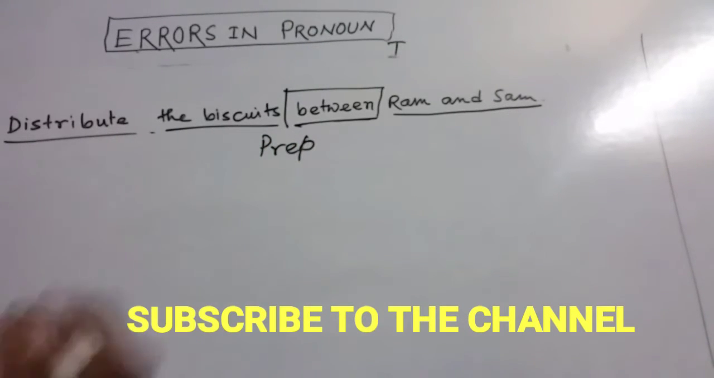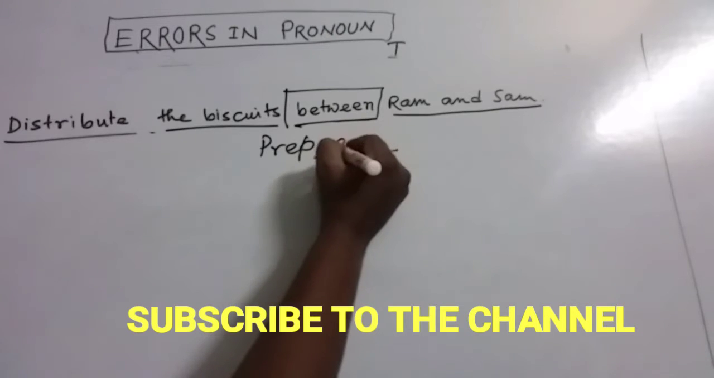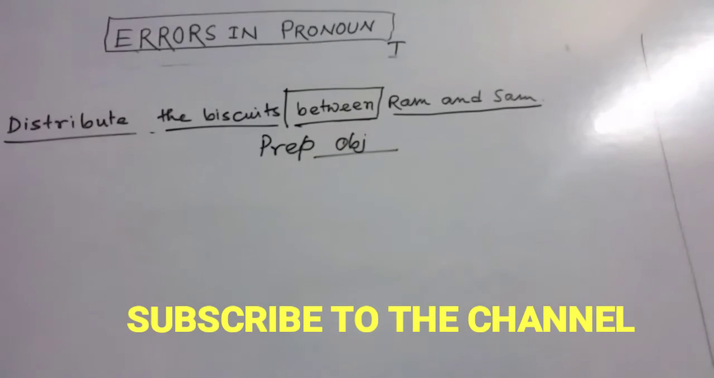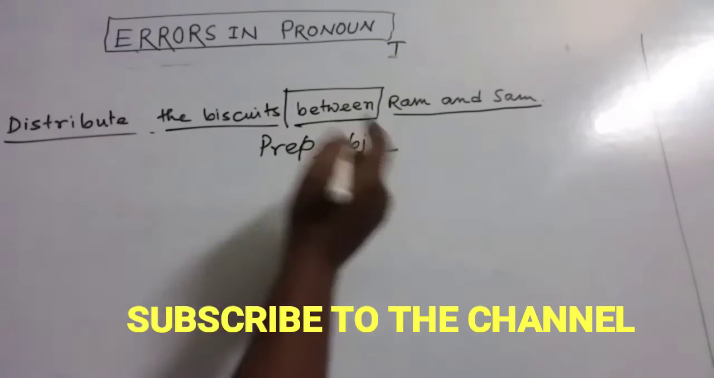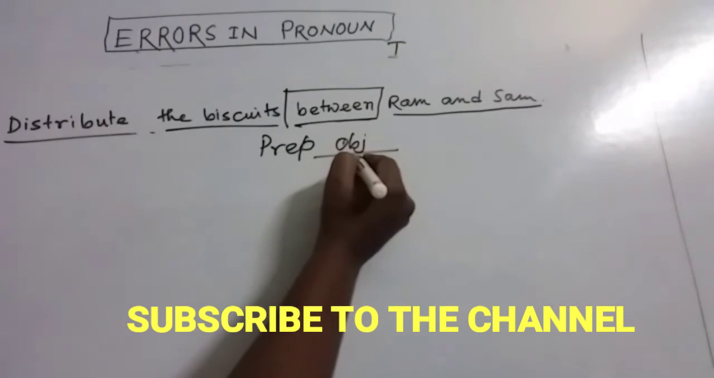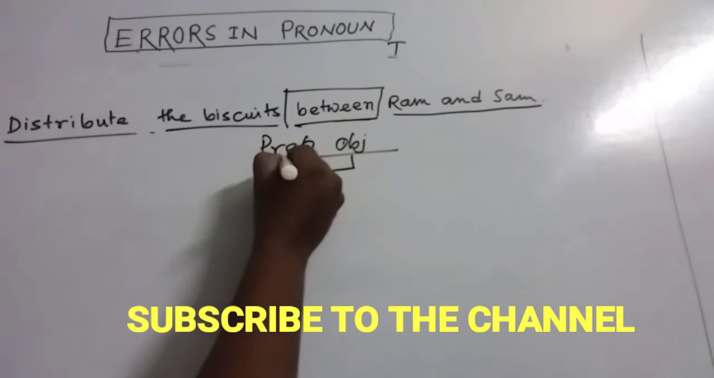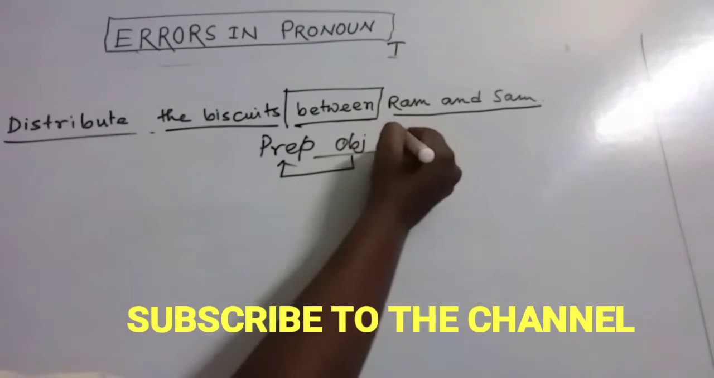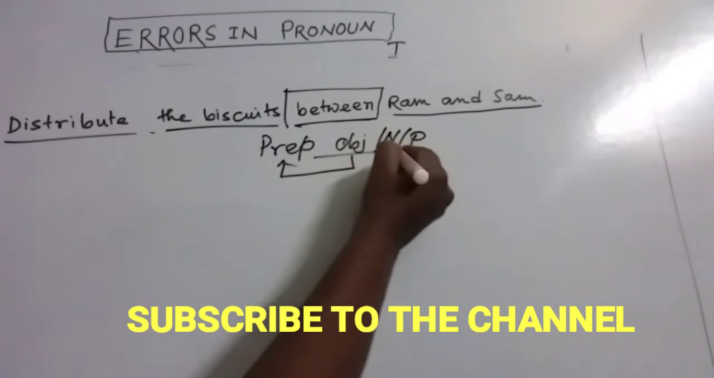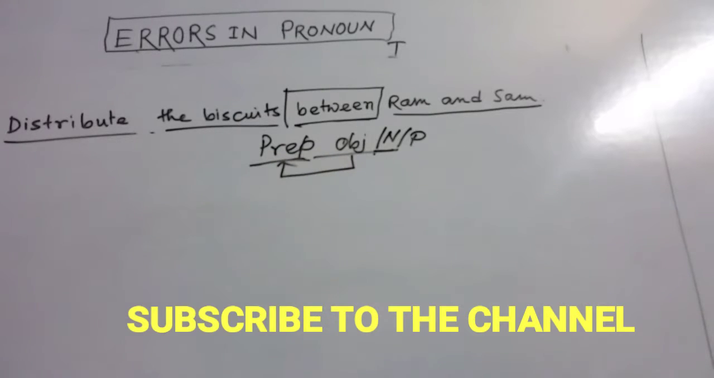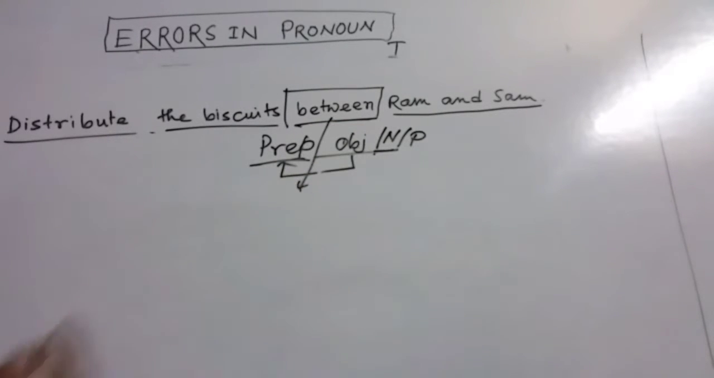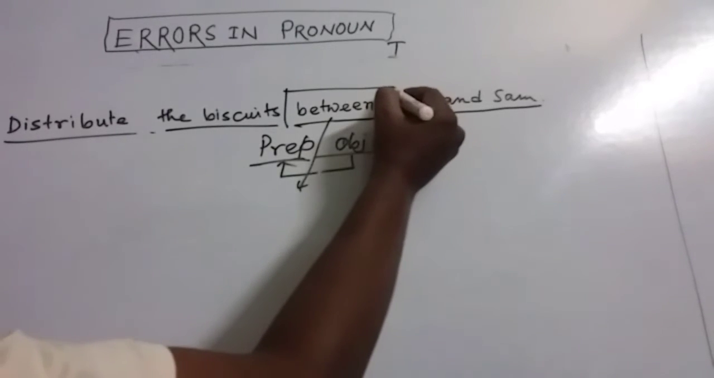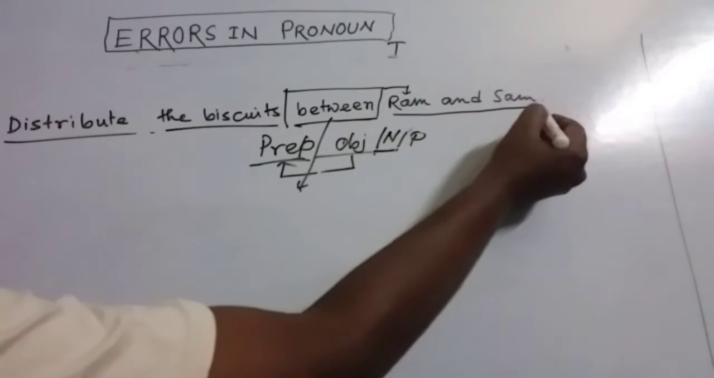This is a preposition, and after the preposition, obviously we have to write down the object. You know it, we have discussed it in previous videos. So whenever we use an object here, this object becomes the object of this preposition. If we write down any kind of noun or pronoun here, it becomes the object of this preposition. So here between is a preposition, and after that we have written Ram and Sam.